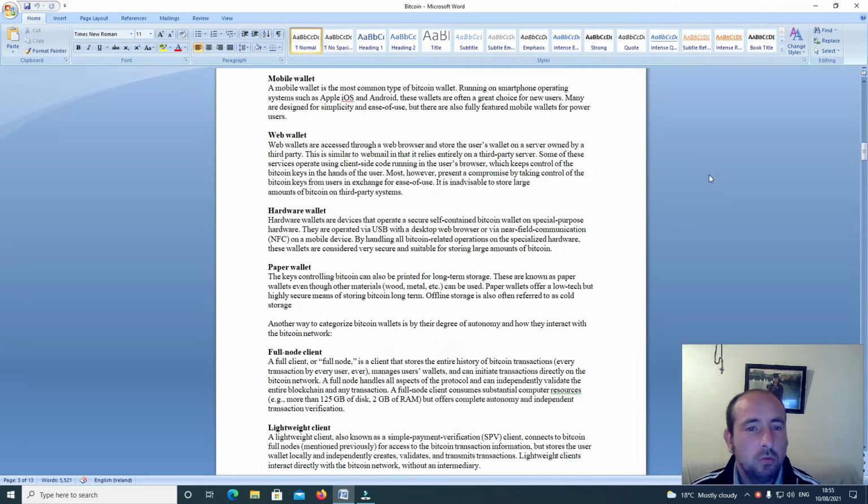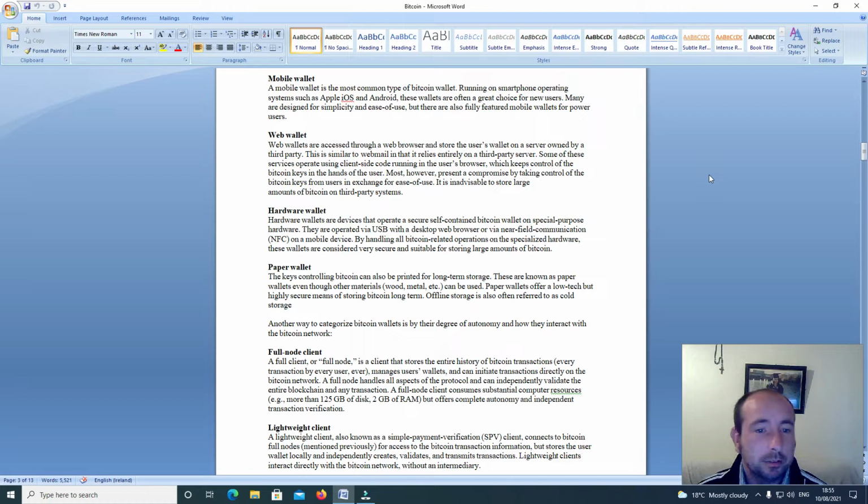Mobile wallet. A mobile wallet is the most common type of Bitcoin wallet, running on smartphone operating systems such as Apple iOS and Android. These wallets are often a great choice for new users. Many are designed for simplicity and ease of use, but there are also fully featured mobile wallets for power users.